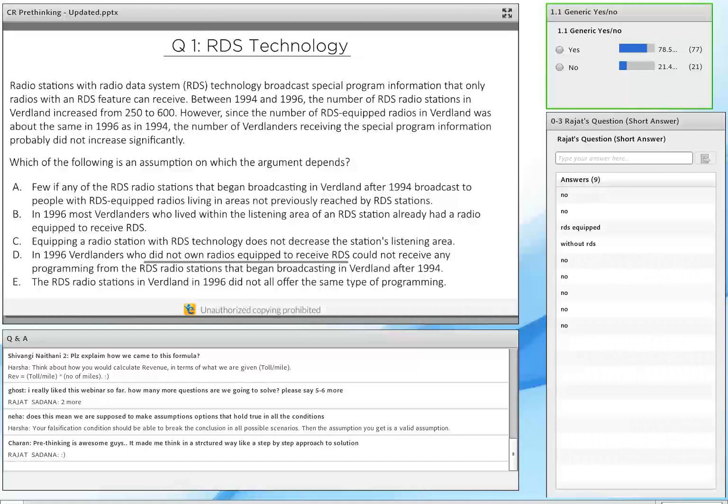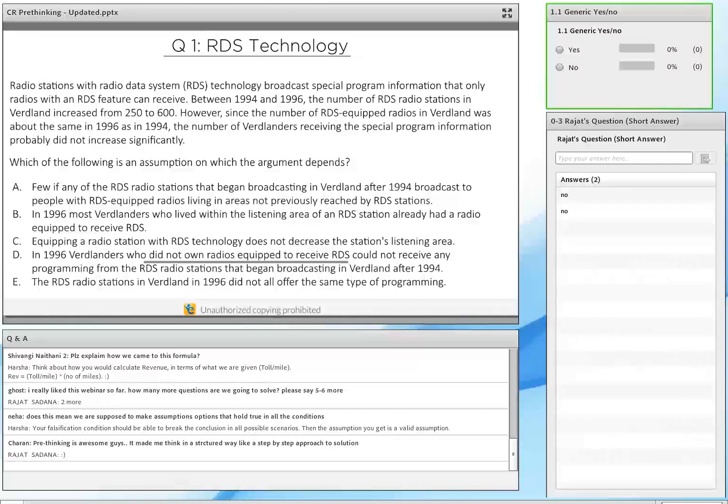No. Can choice D even remotely be correct if you just understood the conclusion? If you understood the conclusion properly and had read choice D, you should have just rejected it, because it doesn't talk about the right kind of programming. It doesn't talk about the right kind of radios. It has nothing to do with what goes on in the conclusion.